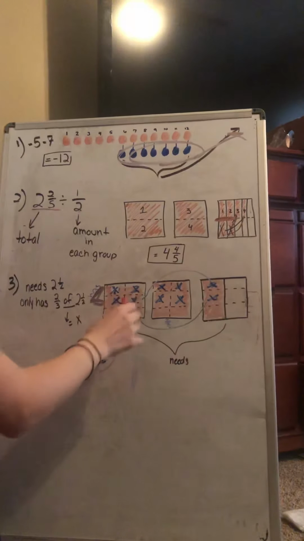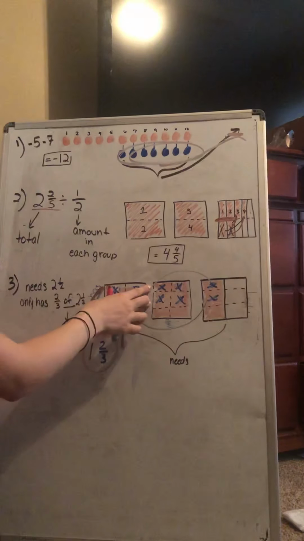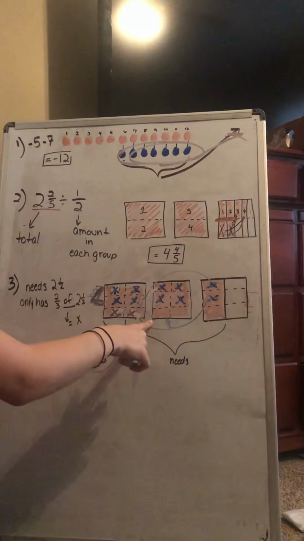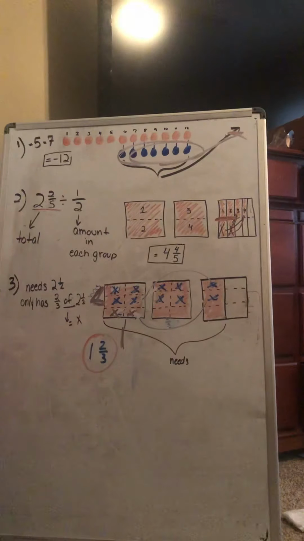So then this equals 1 full cup, and then he has 4/6 left, but that reduces to 2/3. So the answer is 1 and 2/3.